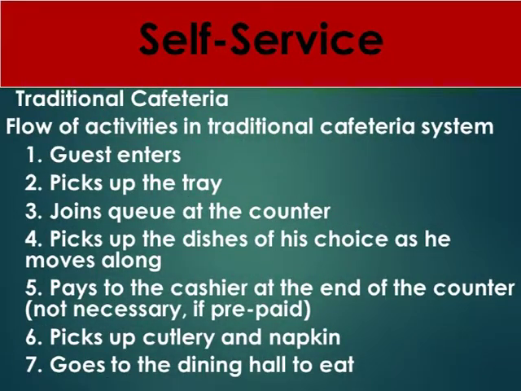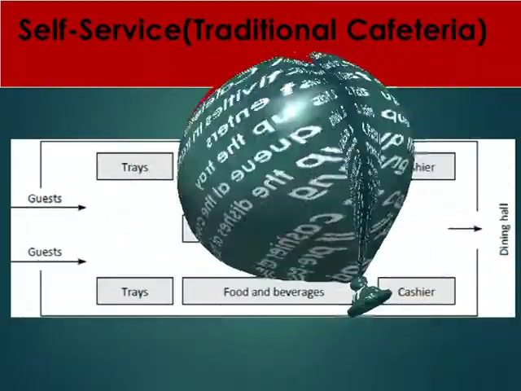Self-service. Traditional cafeteria. Flow of activities in traditional cafeteria system. 1. Guest enters. 2. Picks up the tray. 3. Joins queue at the counter. 4. Picks up the dishes of his choice as he moves along. 5. Pays to the cashier at the end of the counter, not necessary if prepaid. 6. Picks up cutlery and napkin. 7. Goes to the dining hall to eat.